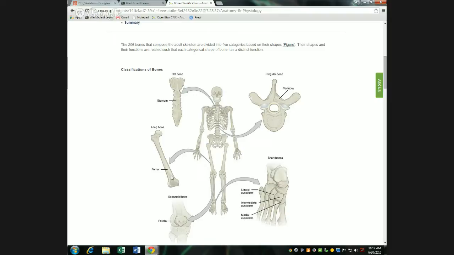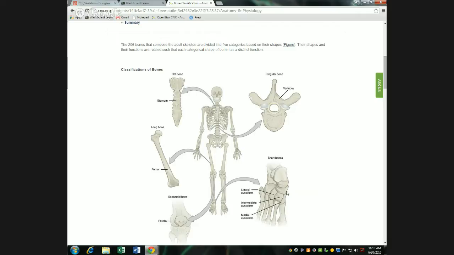So calling it a long bone isn't talking about its absolute length. There are very, very short long bones, like those in the individual segments of your toes, for instance. As opposed to a long bone, the next type of classification is a short bone. And this, again, is not about their length.